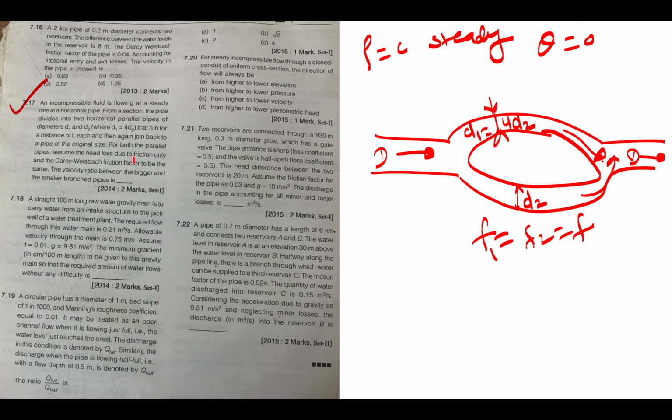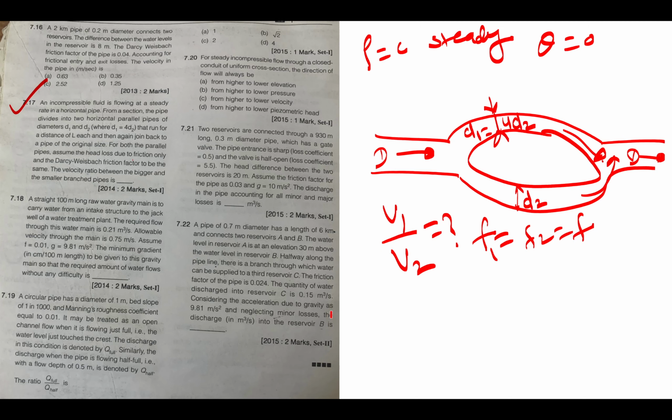Due to friction only, that is the major loss, you need to consider it, not the bend loss or other losses like sudden expansion or contraction. The velocity ratio between the bigger and smaller pipe: the bigger is D1, the smaller is D2, which is one fourth. So you need to calculate V1 by V2.